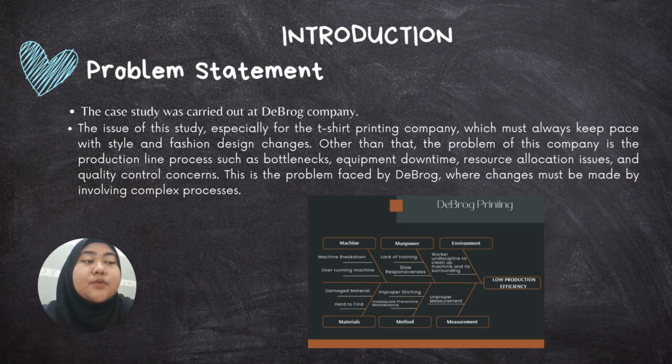And for manpower, it's maybe lack of training, slow responsiveness. For environment, the worker undisciplined to clean up machines and its surroundings. Other than that, materials, it is damaged materials, hard to find. For the method, improper stitching and inadequate preventive maintenance. And lastly is the measurement, which is improper measurement. So all this problem shows the low production efficiencies of the Debrog company.